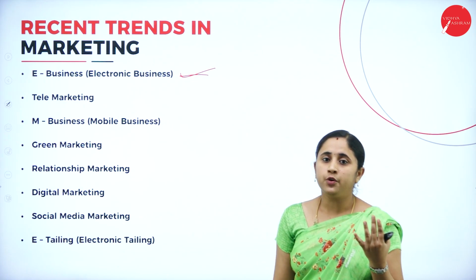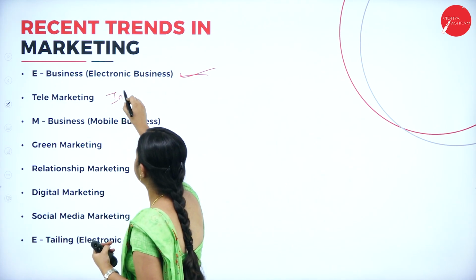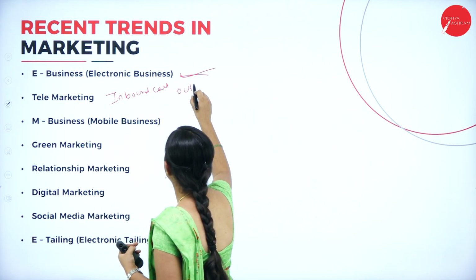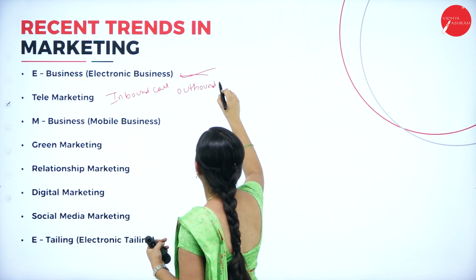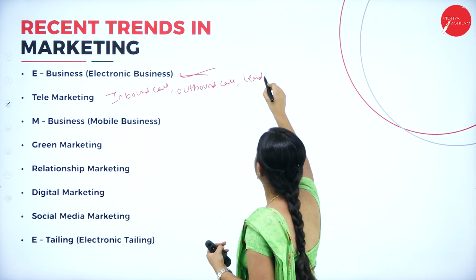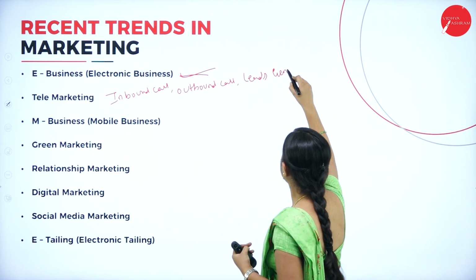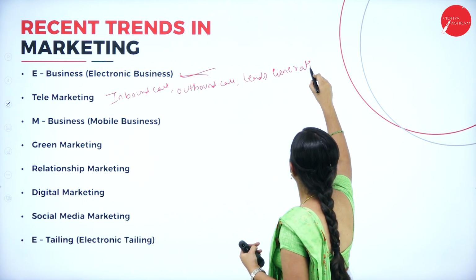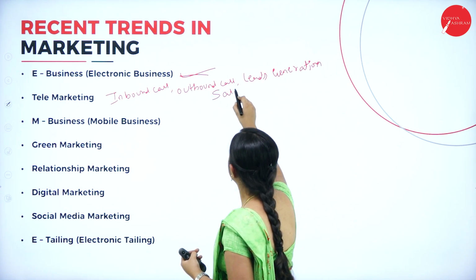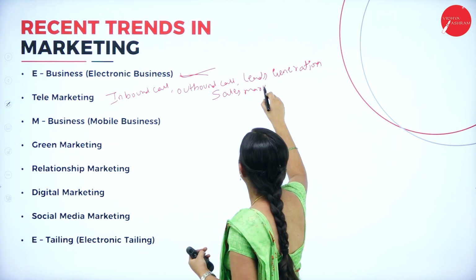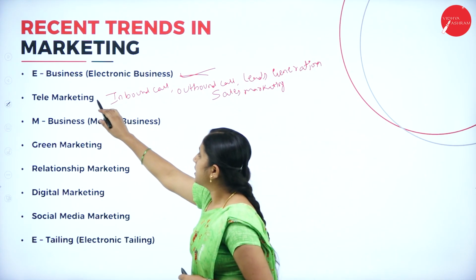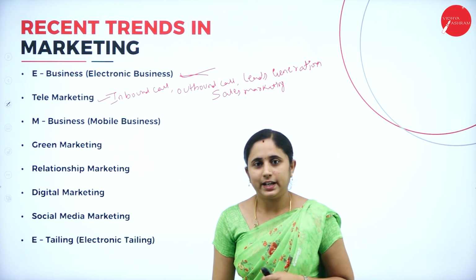Generally, you have 4 types of telemarketing: inbound call, outbound call, then leads generation, then sales marketing. This is all about telemarketing, all the marketing activity done through telephone.